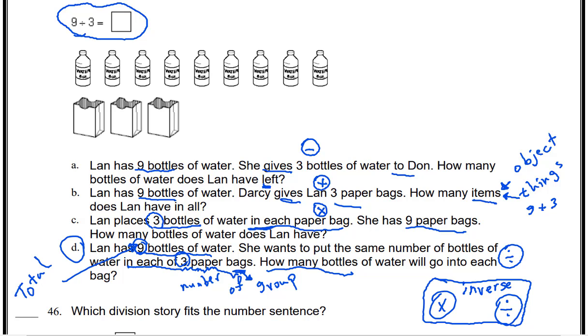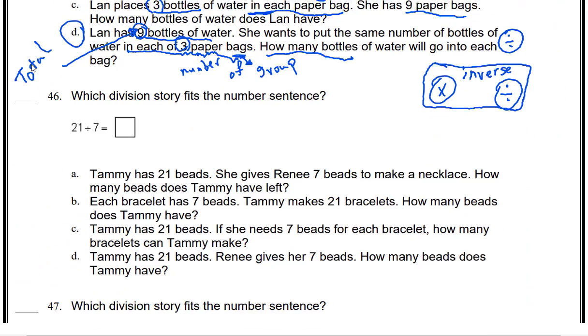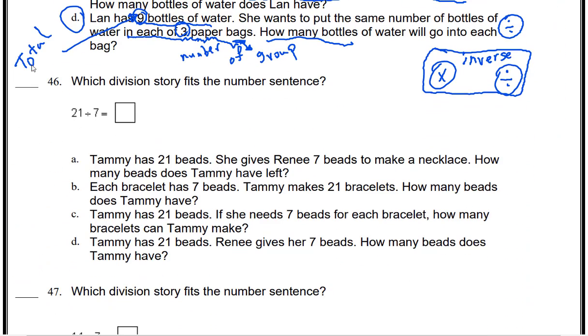Okay, so you should do the situation. Think about the situation and think if it's real with you. You are doing this now. If you think like this, you will understand whether it's multiplication or division. Okay, my hero? Now, my heroes, let's move to question 46.